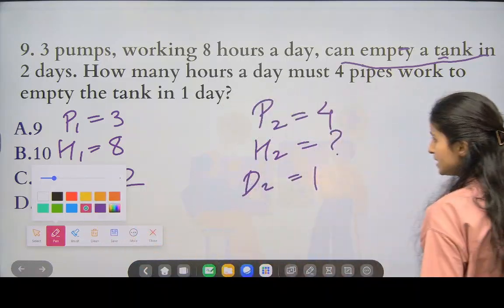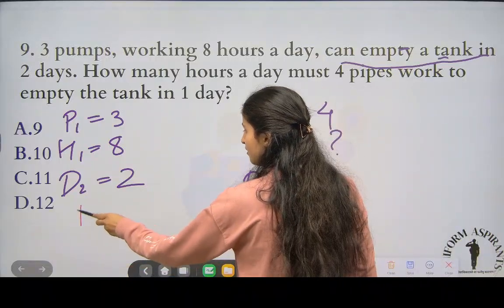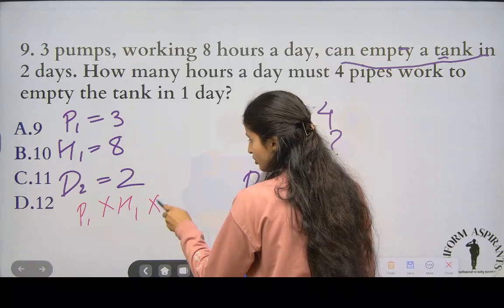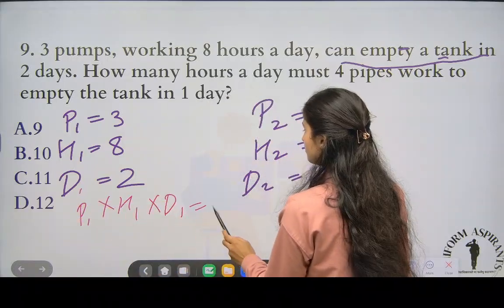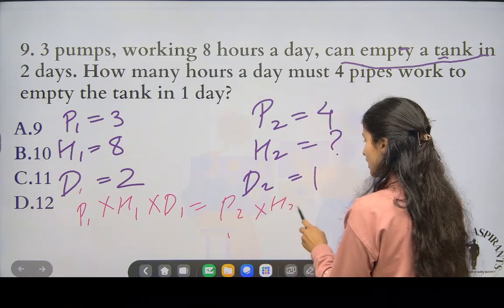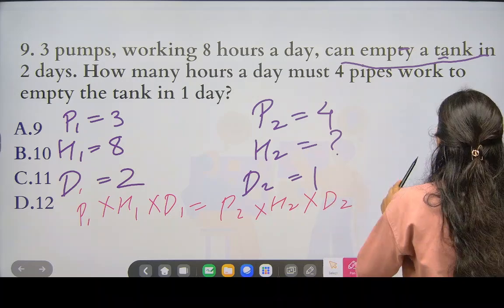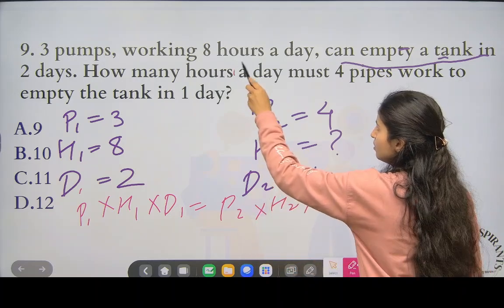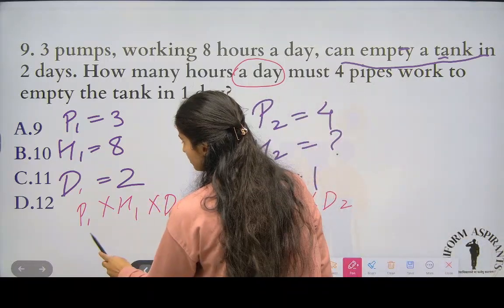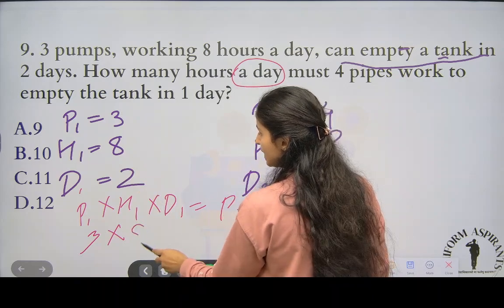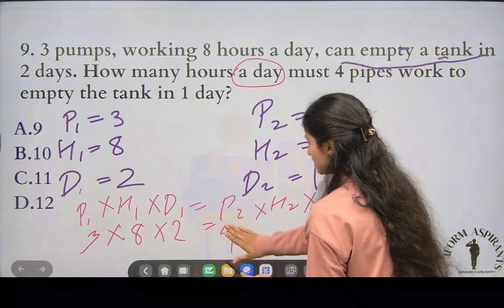Yes. See here. P1 into H1 into D1. This is D1, okay? D1 is equal to P2 into H2 into D2, right? And why have we taken D2? Because a day means what? 1 day. Whenever it is a day, then you have to understand that it is 1 day. Okay. Now what is P1? 3. Yes. What is H1? 8. Yes. What is D1? 2. Yes. What is P2? 4.